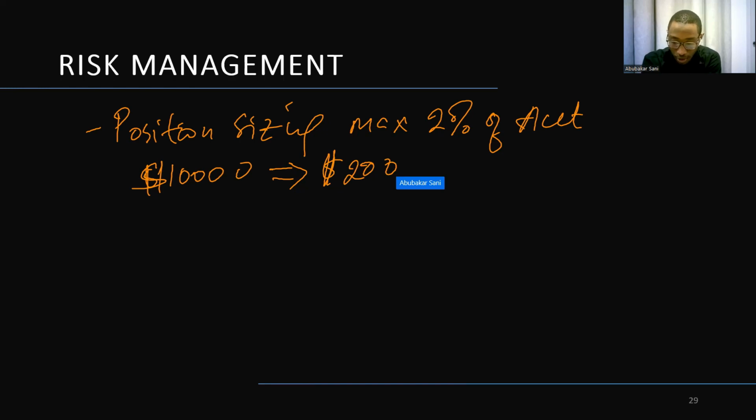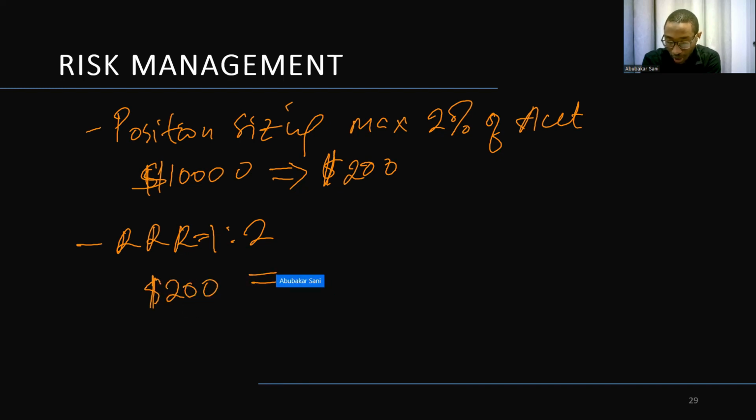All right. After the position sizing, my risk to reward ratio, I'm going to put it to 1:2. Okay, it's going to be 1:2. Meaning if I was willing to lose this $200, then I'm hoping to get what? $400. This is my reward. This is my risk. This is what I'm hoping to get as reward.